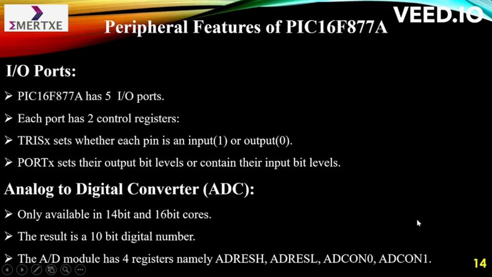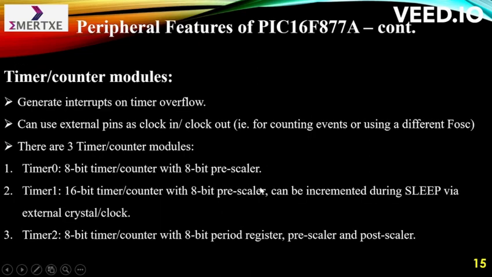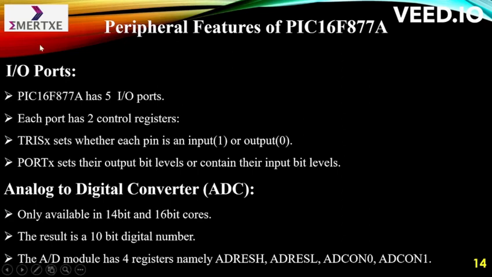Let's move on to the topic, the peripheral features. Here I'm going to explain some of the peripheral features like I/O ports, ADC, and timer. First, I/O port. In the PIC 16F877A, we have five I/O ports. Each port has two control registers. One is TRIS-X and the other is PORT-X. TRIS-X, what will it do? It will set whether each pin is an input or output. When it is set to 0, it denotes output. When it is set to 1, it denotes input. And PORT-X sets the output bit levels or reads the input bit levels.